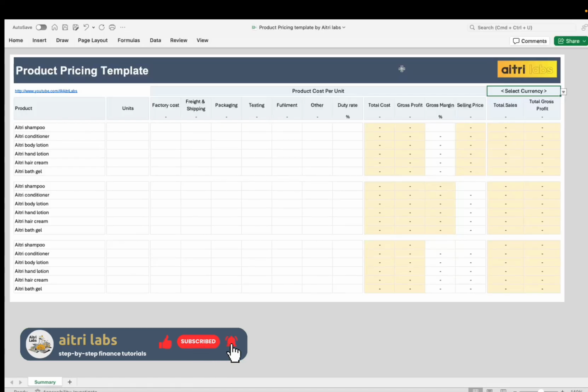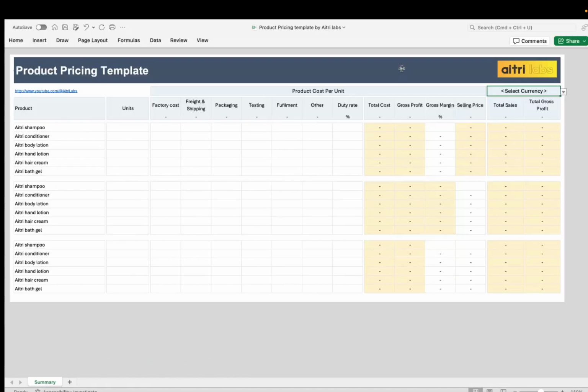1, you know your gross margin, and you need to find out your ideal selling price. 2, you know your selling price, and you're trying to calculate your gross profit and gross margin. 3, you know your selling price and gross margin, and you're trying to discover your target cost price per unit. So let's go into the template.